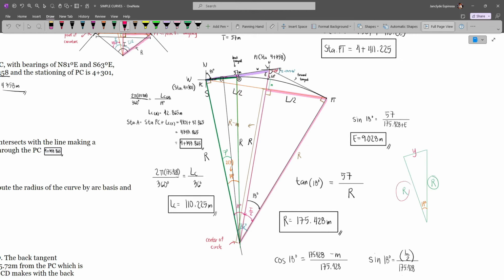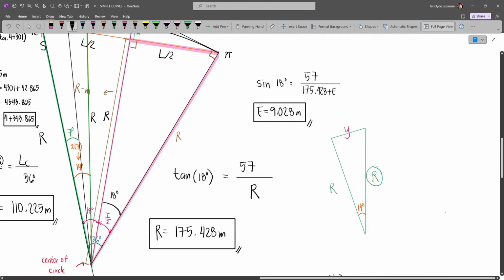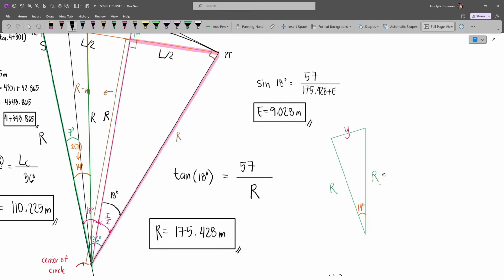Now in here, since I have two sides and an included angle, I can actually use the cosine law. Using the cosine law, by the way, our radius is 175.428. Recall that our cosine law is c squared equals a squared plus b squared minus 2ab multiplied by cos c.